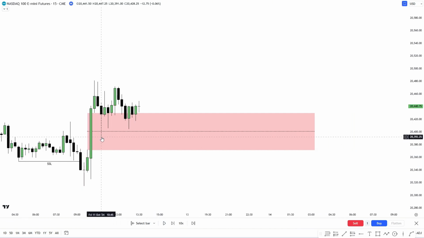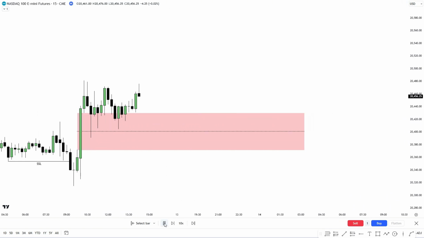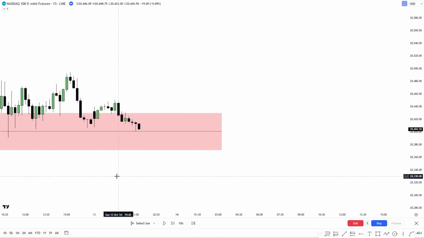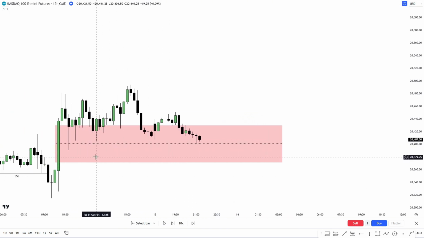Okay, so we touched it once here, and notice how the bodies are respecting the upper half. The wicks might go below it, but we quickly reject and close right in the upper half. Playing price out, touched it again, move to the upside. Okay, so we're not moving in this lower half. We're not closing down here. Notice that, guys, okay?